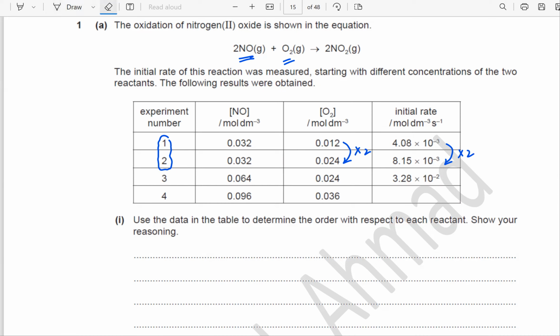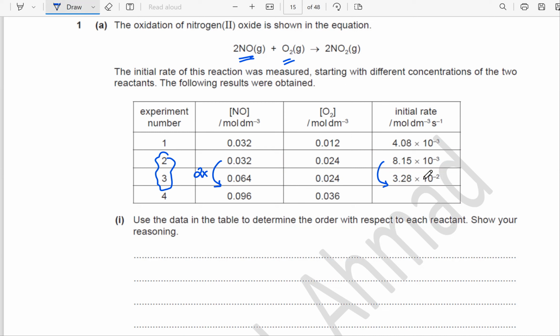और फिर इसी तरह you got the other experiment. Which experiments would you compare for to figure out NO's order? That would be 2 and 3. You want to keep the other one constant, right? So you double this. तो ये double किया, the concentration was doubled. तो क्या हुआ है? By what factor?